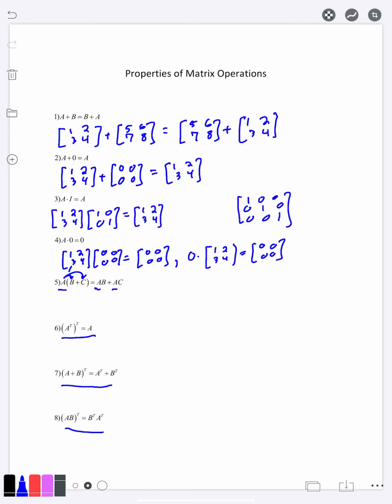Again, this is not one that's going to come up very often, but just in case you ever have to use it, just remember that it reverses the order of multiplication there.